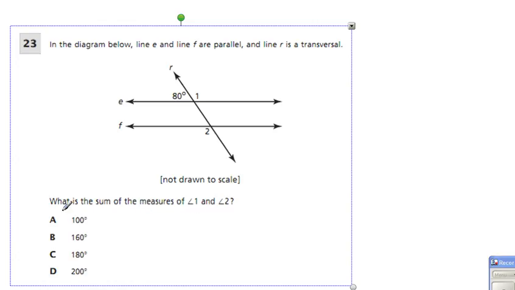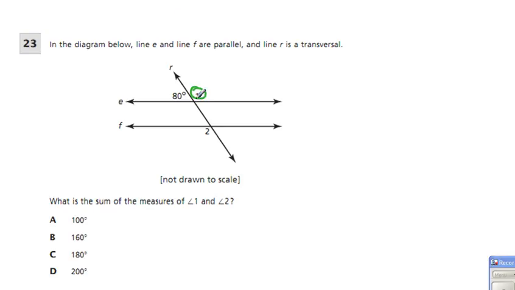Now here, what is the sum of the measure of angle 1 and 2? In fact, 1 is the same as this angle, which is the same as this angle. So in fact, 1 and 2 are the same measures. The fact that this is 80 degrees, then 1 will be 180 minus 80 degrees, which will be equal to 100. Since we have 2 of those, our final answer will be choice D.